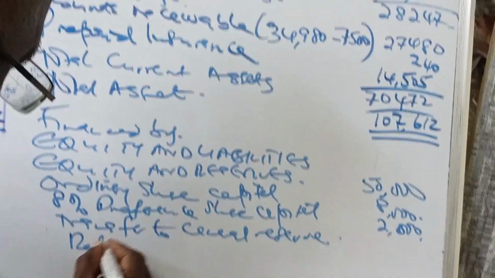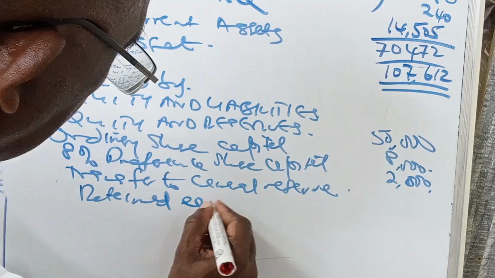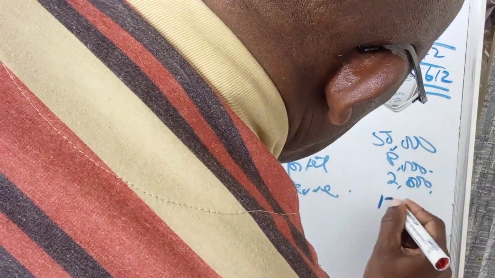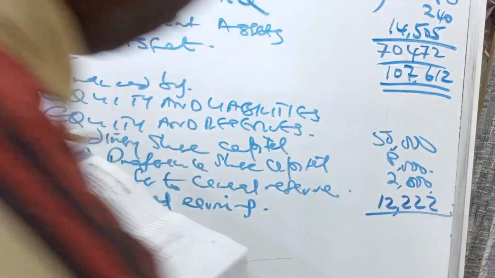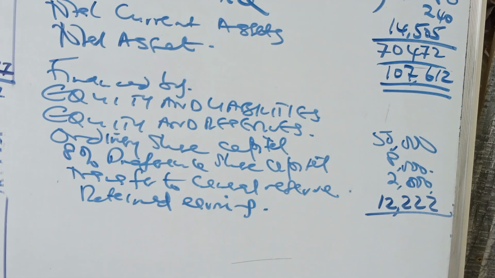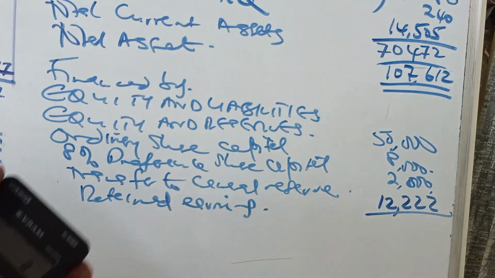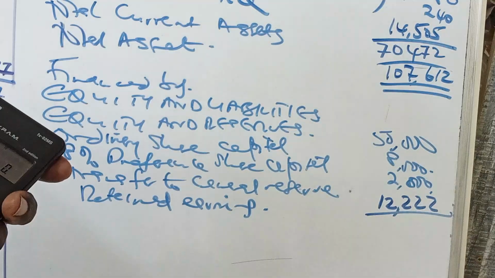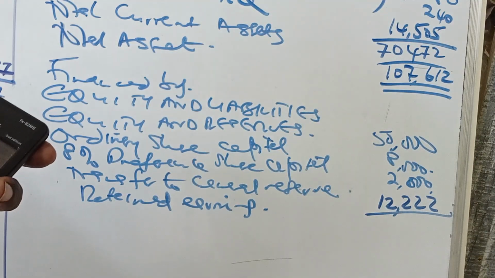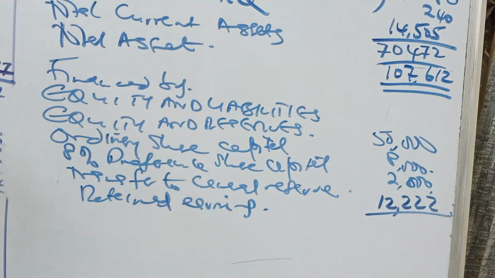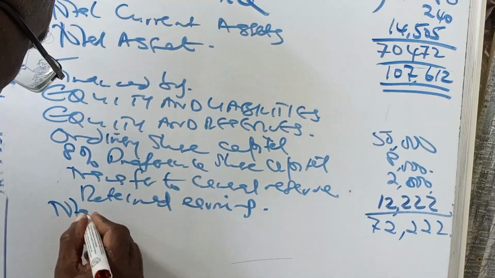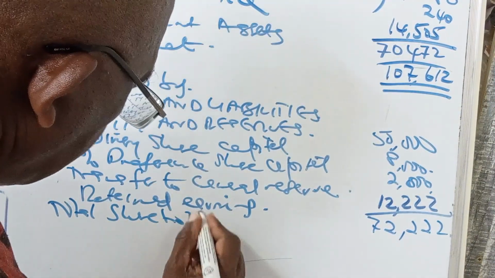We have retained earnings. Remember our format in the head. The retained earnings is 12,222. That should be our total shareholders' funds. So 58,000 plus 14,222, we get 72,222. We have total shareholders' funds.